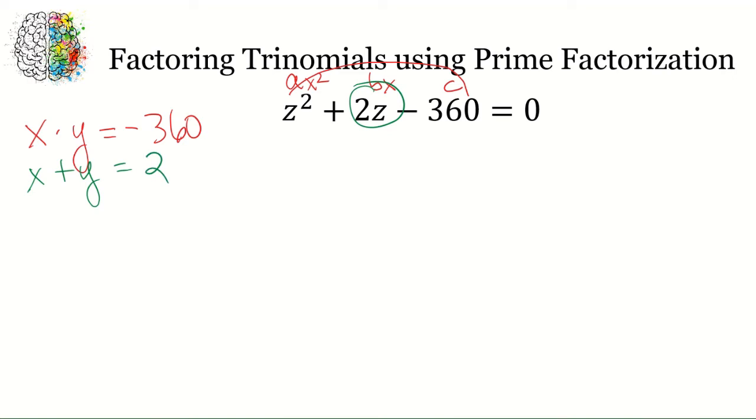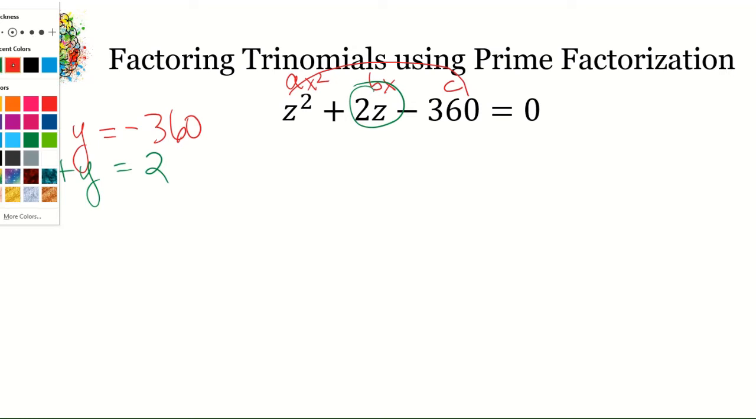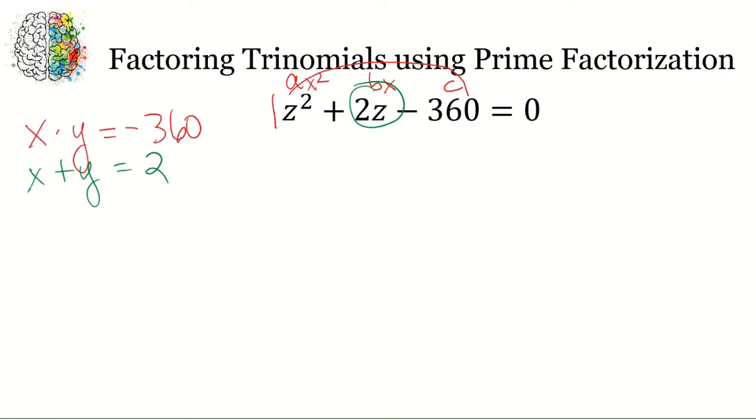So we have our a is a 1, and our c is a negative 360. So once again, we are just having to deal with the c. If it was AC, we would just multiply the coefficient in front of the z squared by the c, and then we would factor that. So once again, we have a big number that we want to factor. So we want to break down this negative 360 and find two factors that when they're multiplied together, we're going to get a negative 360, and when we add them together, we're going to get a 2.